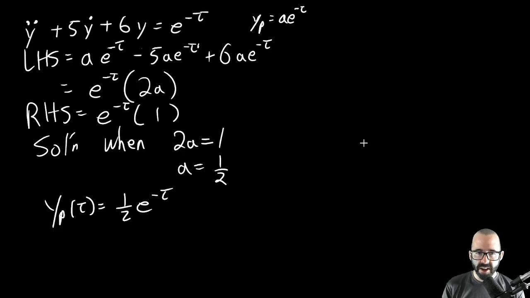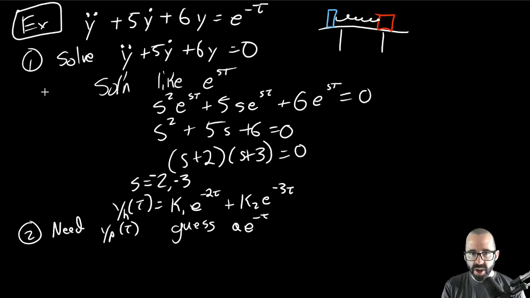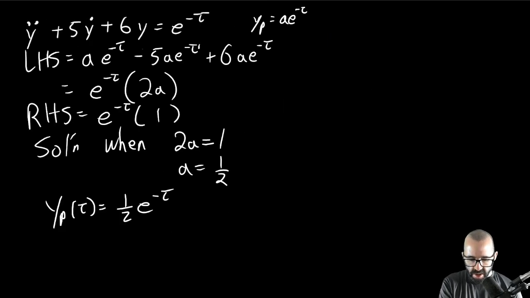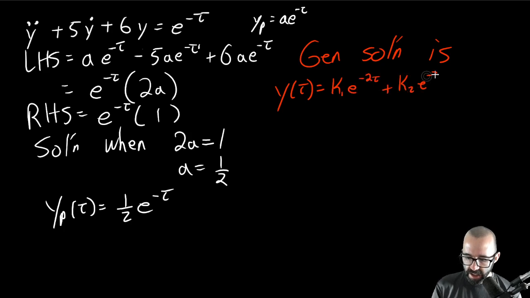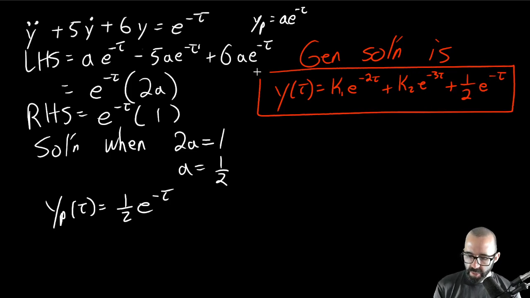We've done all the hard stuff. We did step 1, we did step 2. We just add them together now. So our general solution to the forced harmonic oscillator is y of t equals the homogeneous general solution, which was k1 e to the negative 2t plus k2 e to the negative 3t, plus our particular solution 1/2 e to the negative t. And we can say some things.